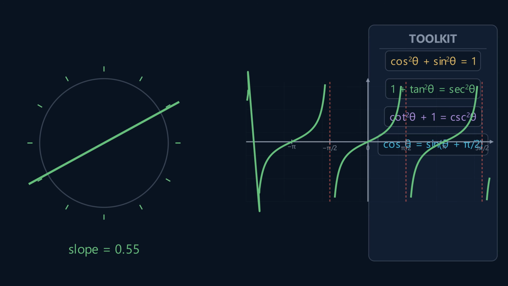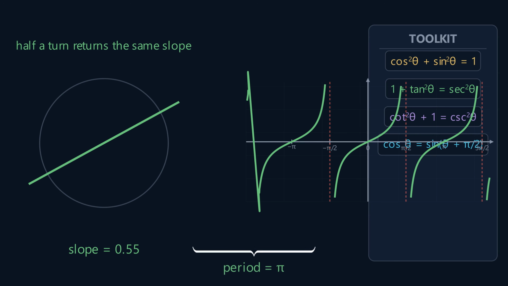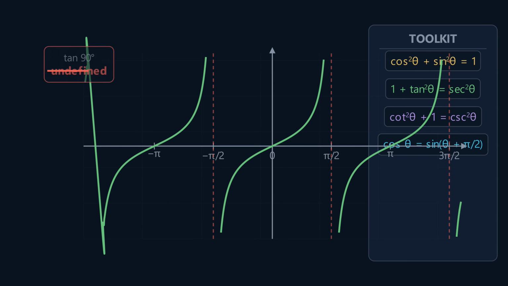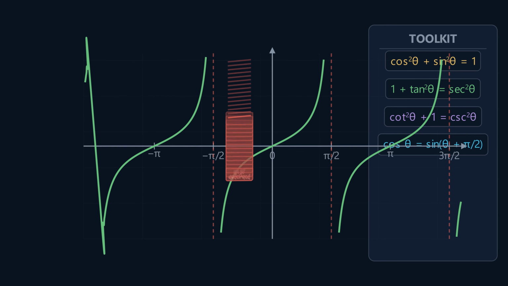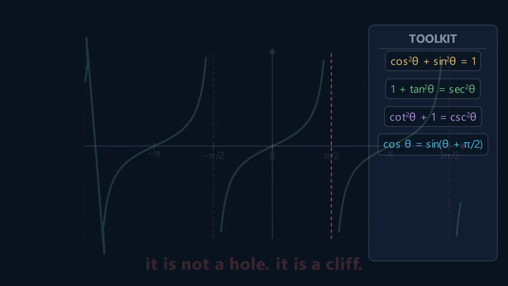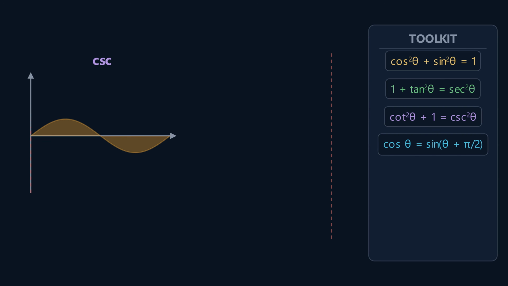That is because a slope does not care which end of the line you are on. Rotate a line halfway round, and the slope comes back to exactly where it was. That is the same explosion we found in the special angle table, when tangent of 90 degrees came out undefined. Now you can see what undefined actually looks like. It is not a hole. It is a cliff.